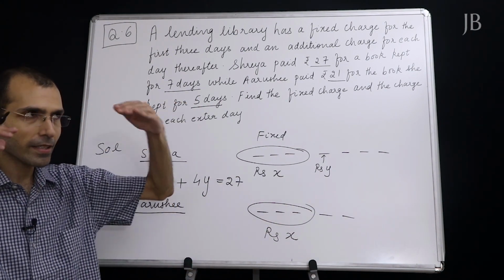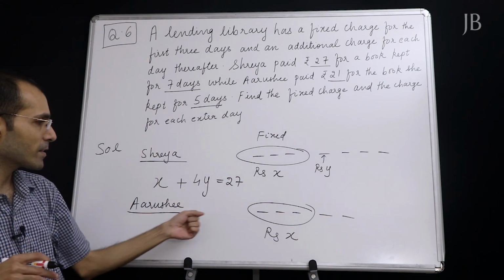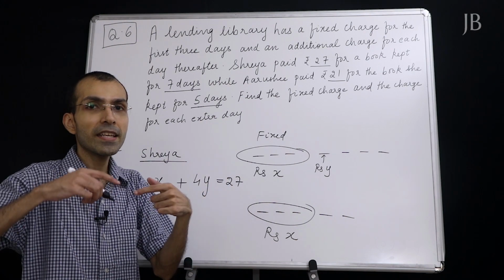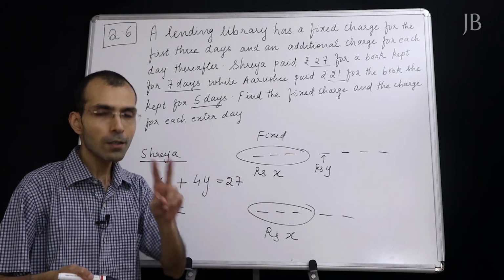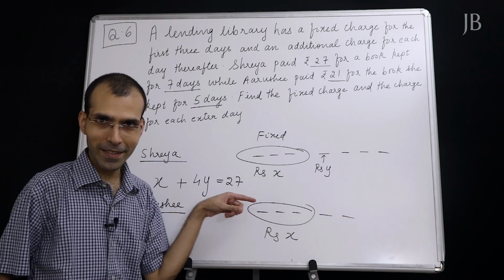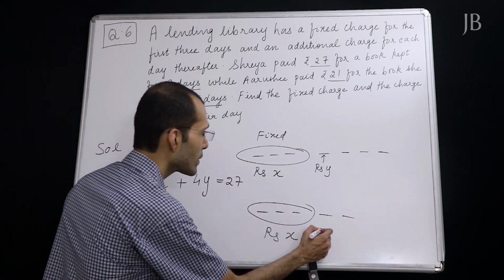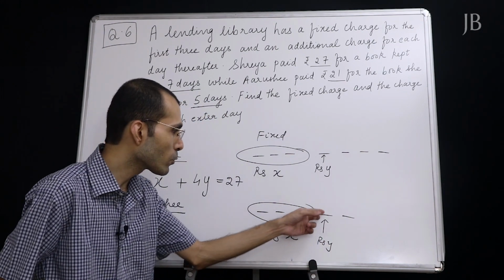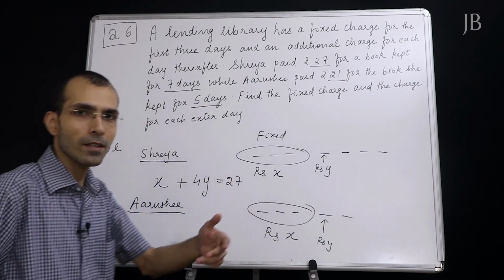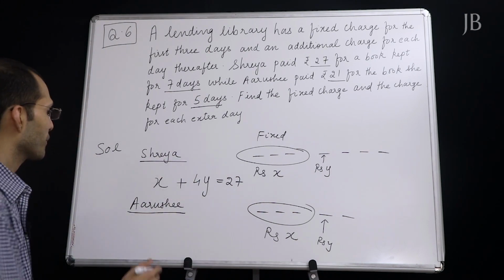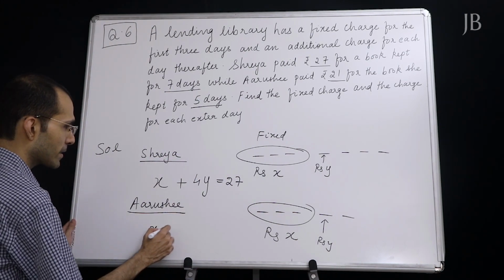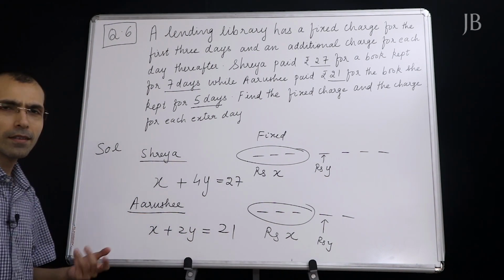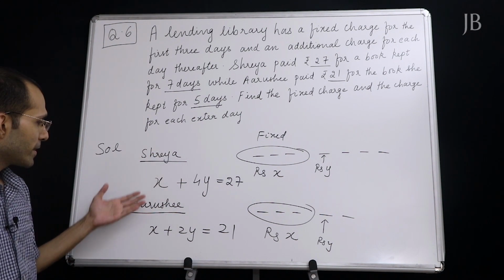Imagine this, 5 days she has kept the book, out of which first 3 days the charge is fixed. And then after 3 days, for how many extra days did she keep the book? 2. Because totally it is 5 days she kept. So for each day, how much she has to pay? Rupees Y. And those extra days for Arushi will be 2. So she will have to pay 2Y rupees. So this would be X plus 2Y equaling 21. And these are now simple, I mean easy equations to solve.